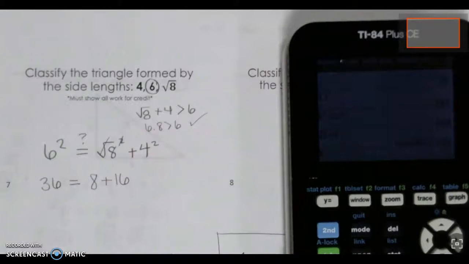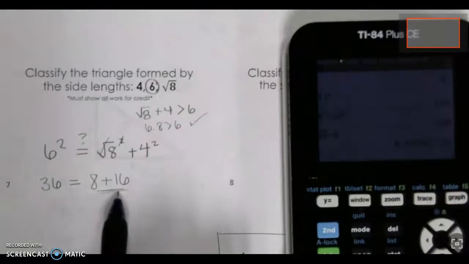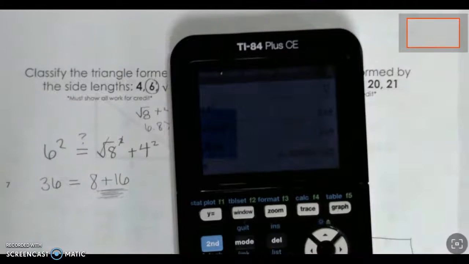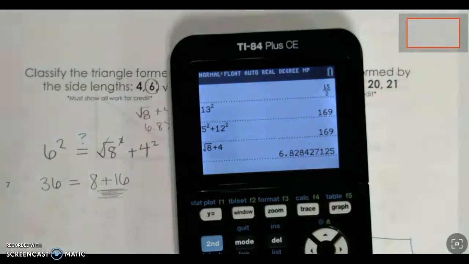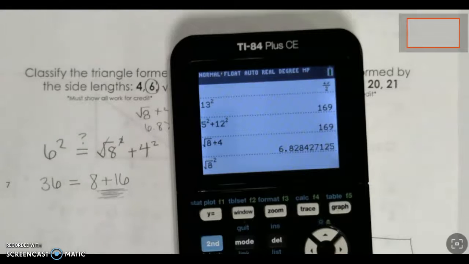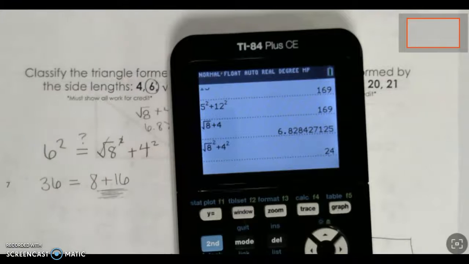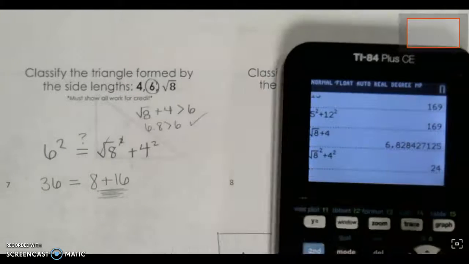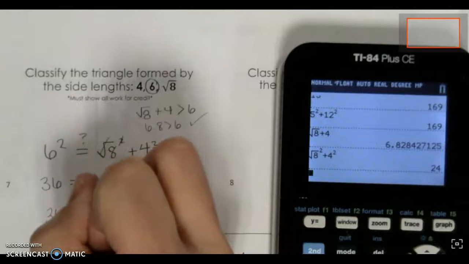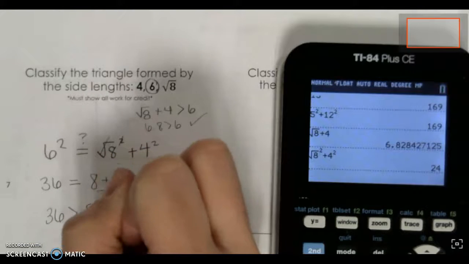Okay. You don't have to write this part out if you don't want to. I can just grab my calculator and see what I get. I can do square root of 8 squared plus 4 squared. Just type that in, hit enter, and it's 24. 24 is obviously going to be smaller than 36. So 36 is bigger than 24.